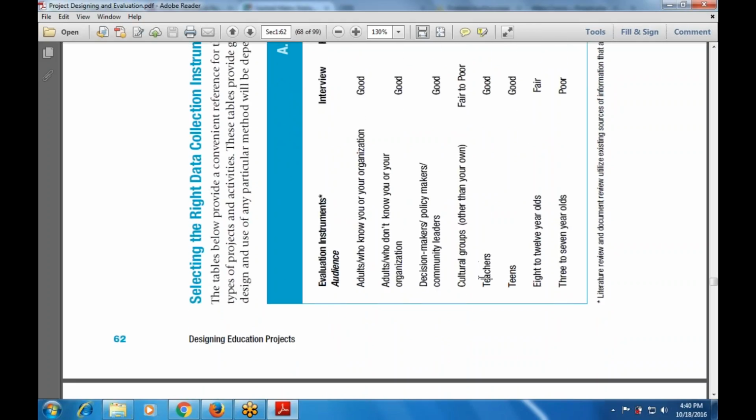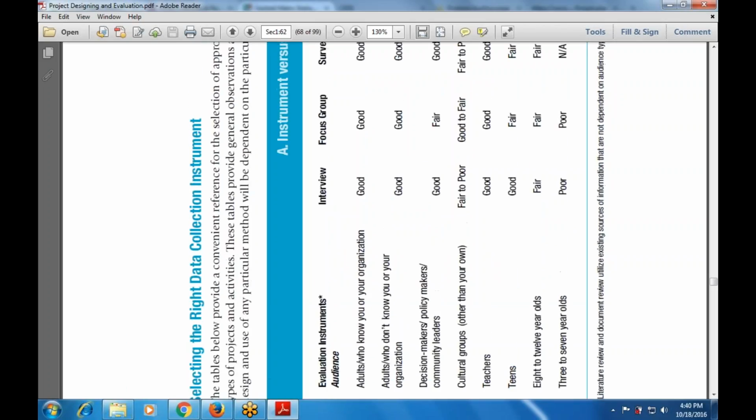After that, there are the teachers. Interview is good. Teenagers, good. 8 to 12 year olds, fair. Then 3 to 7 year olds, this is poor because a 7 year old kid doesn't know how to give an interview. They don't have the knowledge and skills. That is very tricky. We can say it is not relevant as a data collection instrument.